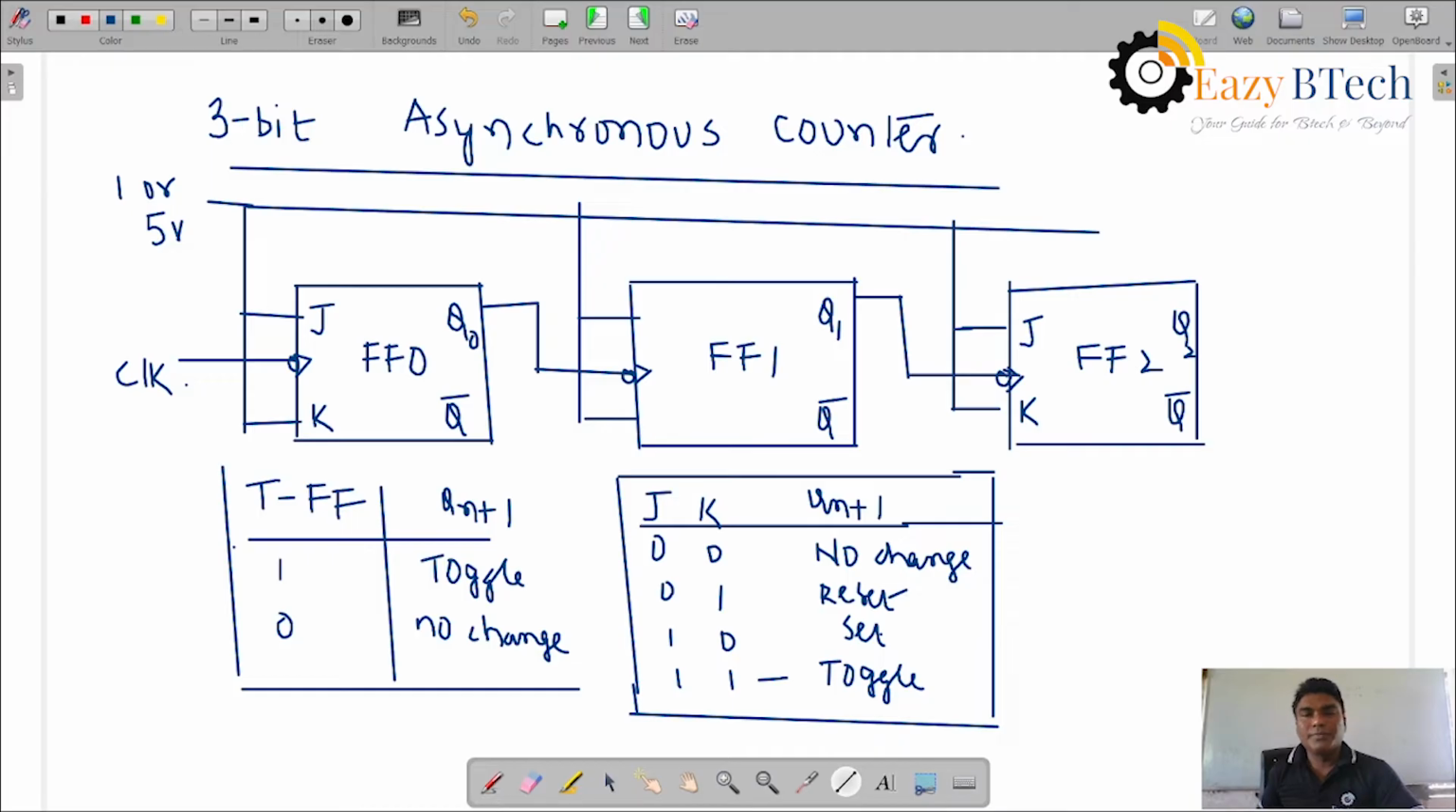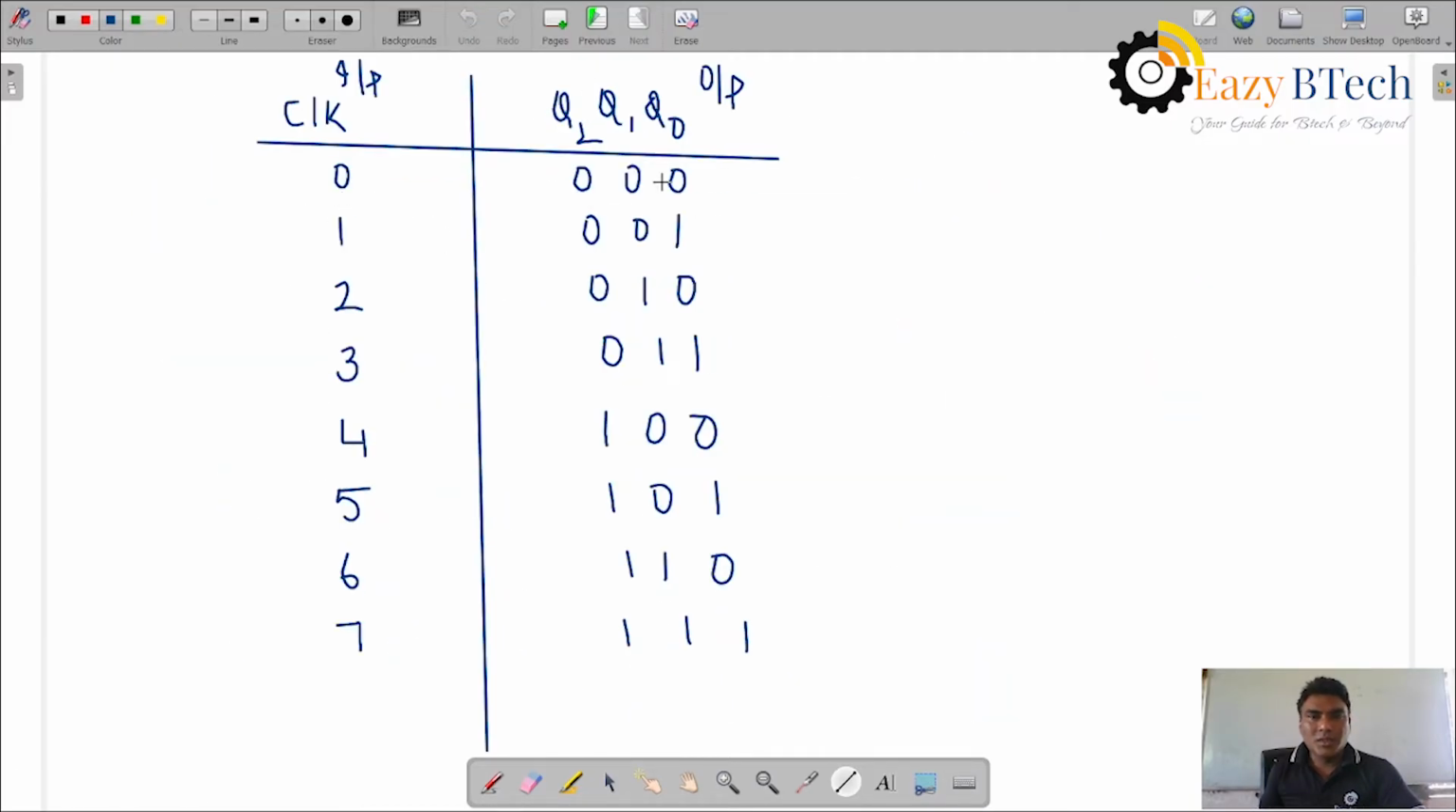T flip flop. Okay, so as we see in this, 0 0 0. Initially the clock pulse is 0. When it becomes 1, the first clock pulse is applied. What happens then? Q0 will be high. The remaining Q1 and Q2 are in the no change state.